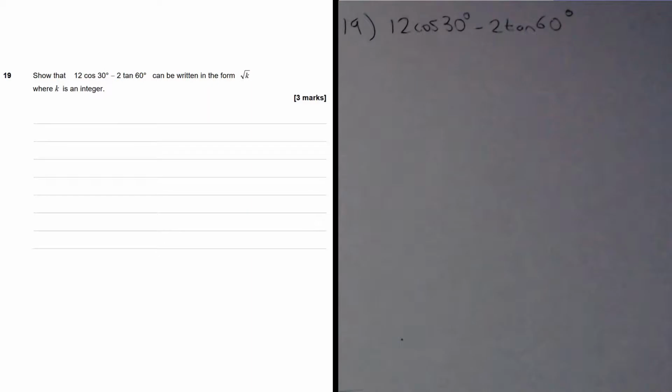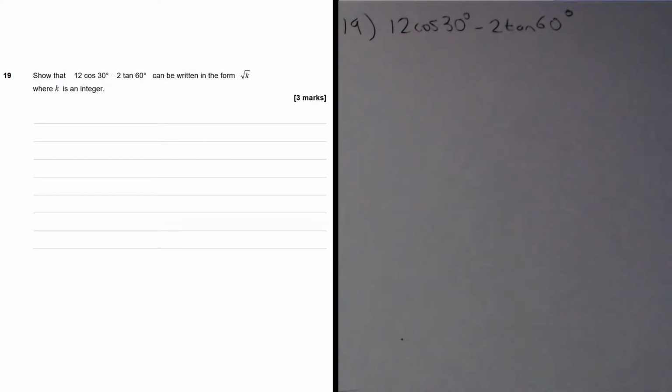In this question we are asked to show that 12 cos 30 minus 2 tan 60 can be written in the form square root k, where k is an integer. Now cos 30 and tan 60 are two angles that you are expected to know off by heart for this examination. However, if you don't, I'll show you a very quick way of deriving them.